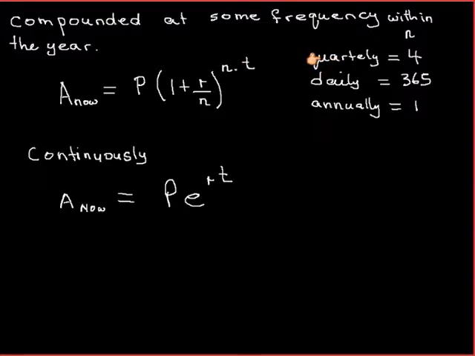If you have earned interest quarterly, your n is 4. If you have earned interest daily, n would be 365. If you have earned interest annually, n would be 1.